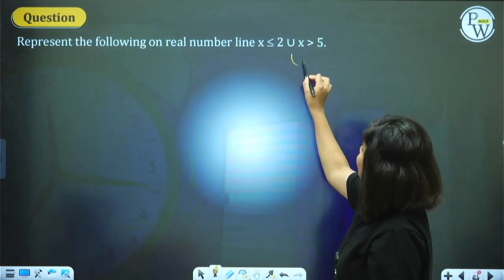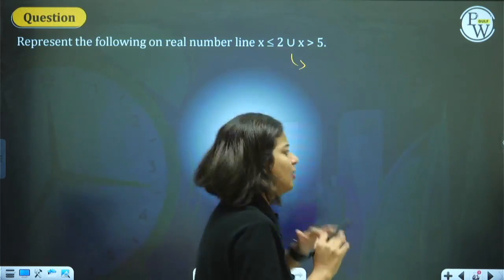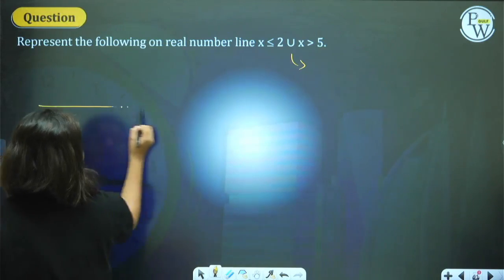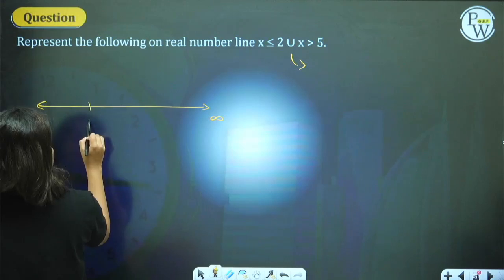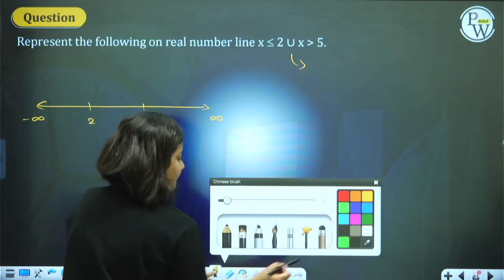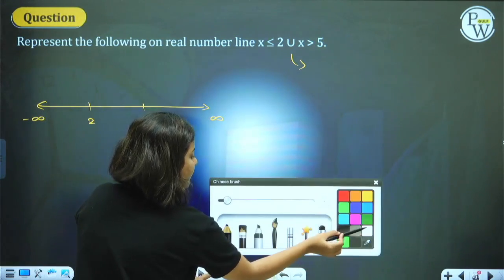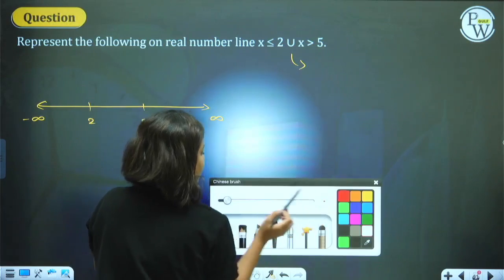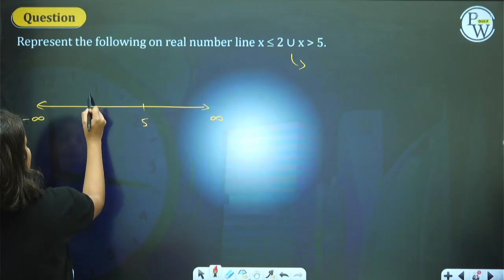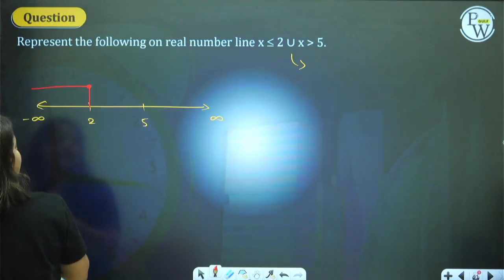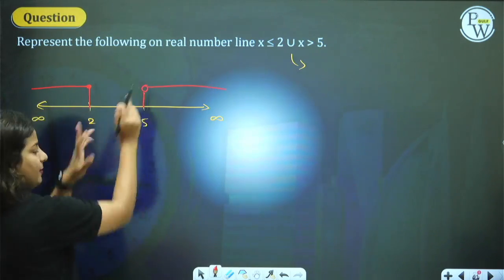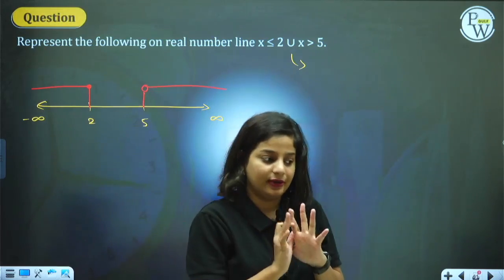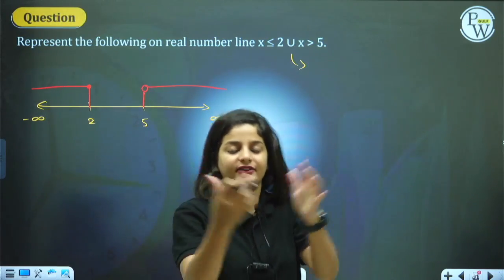And the last one, our lovely, simple, sweet union. 2, 5. Red line, red line. x is less than or equal to 2. Okay, less means this area. x is greater than 5, just greater. So dot, bubble. See, remember. Practice and it will be very easy.